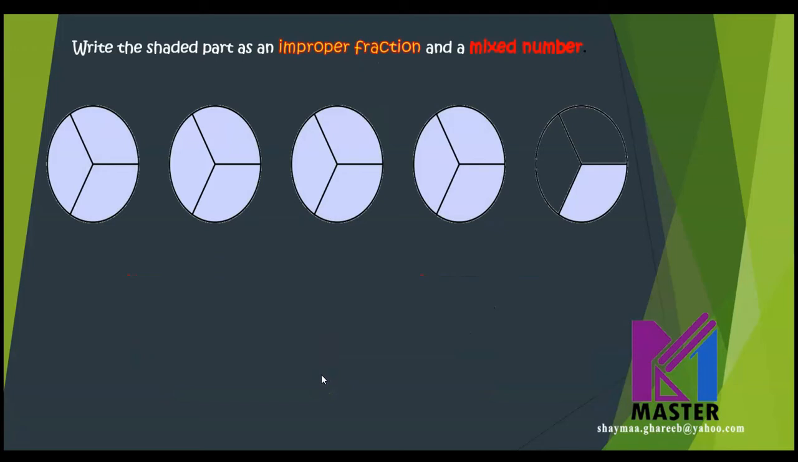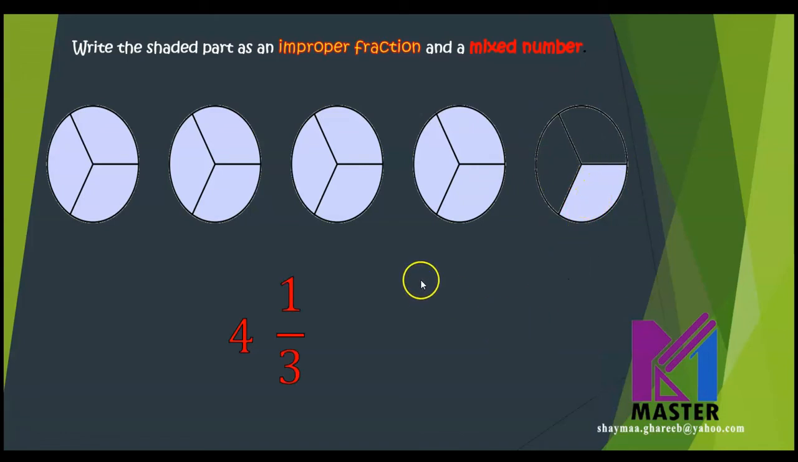Now look at this fraction. We are going to write the shaded part as an improper fraction and a mixed number. So let's start with the mixed number. The whole number here is 1, 2, 3, 4, so I will write 4. And what about the shaded part here, or the fraction part? It's 1 part out of 3 parts, so it will be 1 over 3.